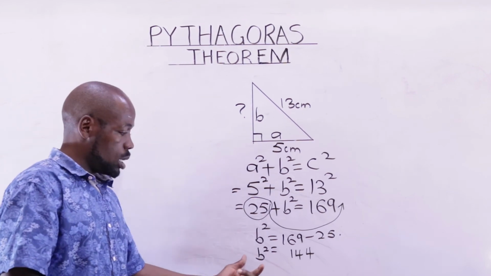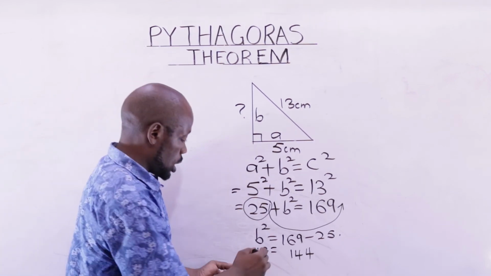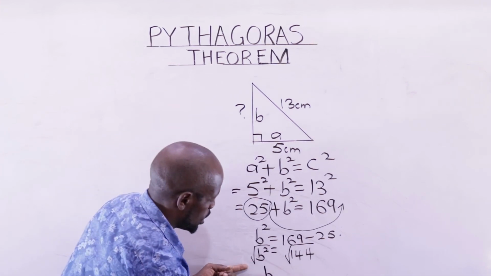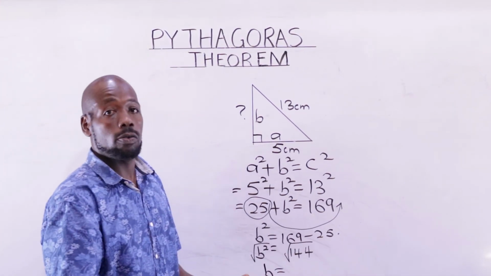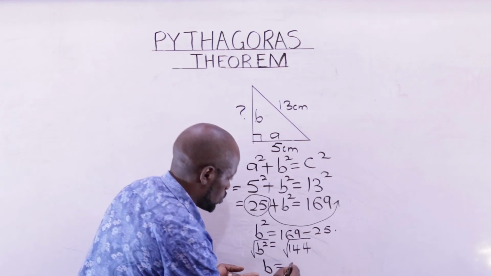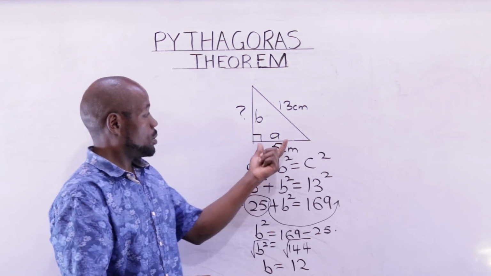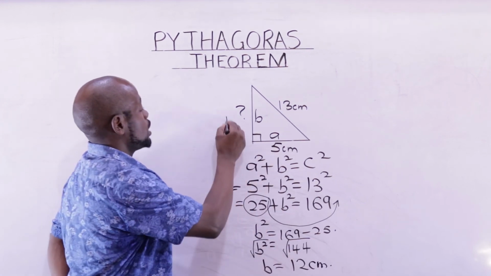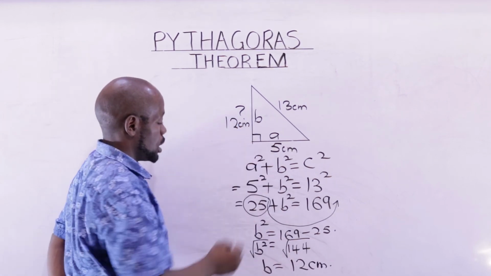We want to make B to remain alone, so we will get the square roots on both sides. The square root of B squared is B, while the square root of 144 is 12. So our B is 12 centimeters. So the height here is 12 centimeters.